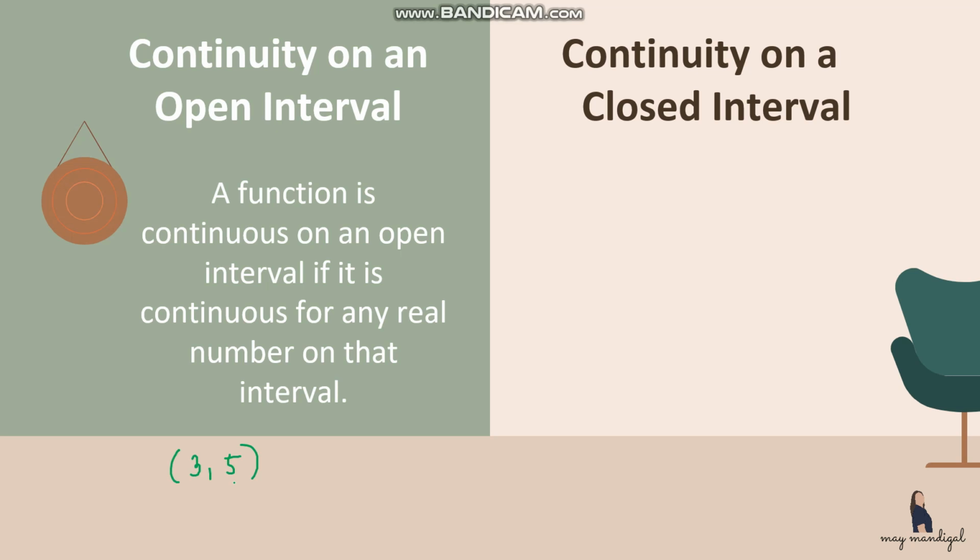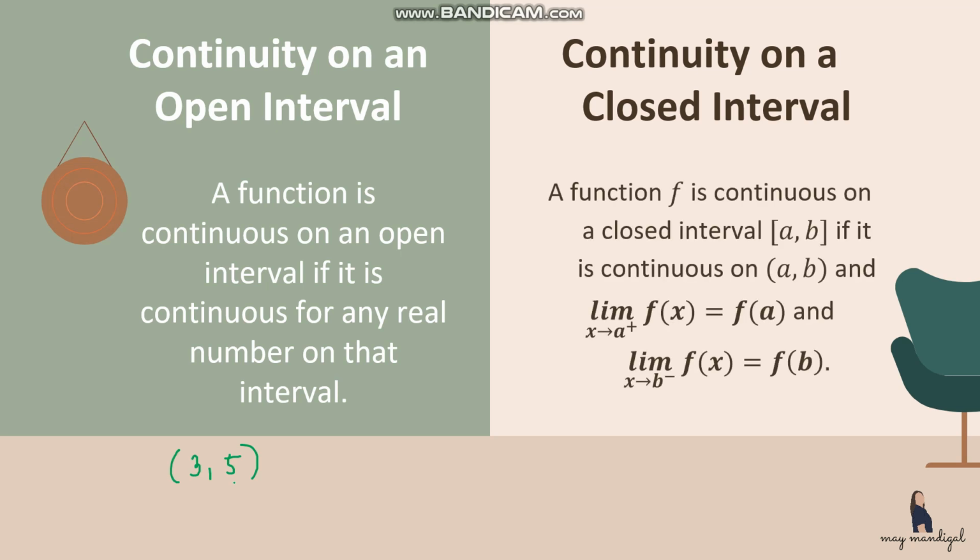Now, if the interval is closed, a function f is continuous on [a, b] if it is continuous on the open interval (a, b), and we have to get two limits. First, we check if the limit of f of x as x approaches a from the right is equal to f of a. The other one is we also check if the limit of f of x as x approaches b from the left is equal to f of b. So these are three things that we have to consider if the given is a closed interval.